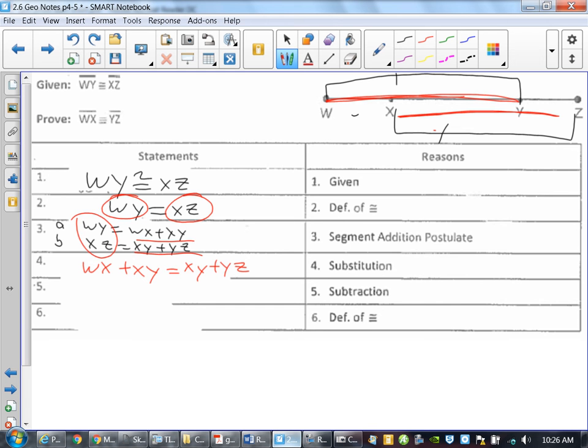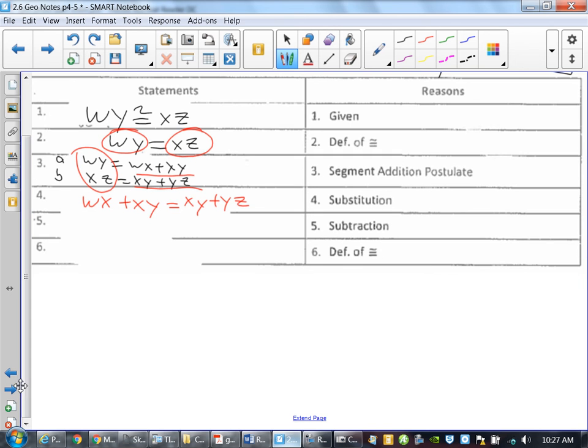The large thing is 10, and the two chunks are 3 and 7, well, that means the other one has to be 3 and 7. That's why we can set them equal to each other. What do they have in common on both sides then? XY. So by subtracting out on both sides of the XY, you get WX is YZ. The only thing that I would change here would say subtraction property of equality, because that's what I want you guys to write.